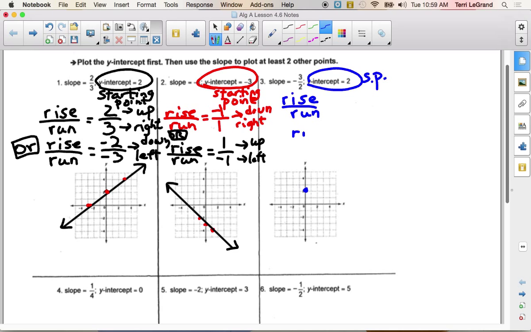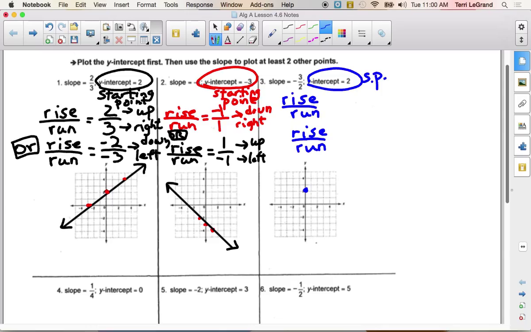Rise over run, rise over run. We've got 2 of them we have to name. What are two possible things we can do? Well, it's a -3/2 slope. And the negative sign, notice, isn't assigned to either the 3 or the 2, it's out front. So it has a negative slope, right?